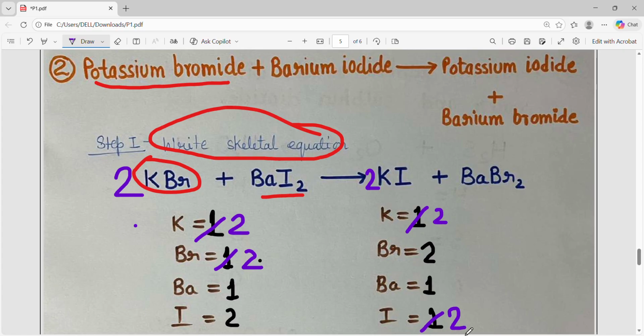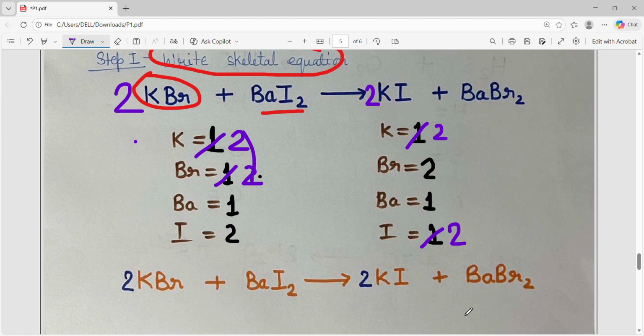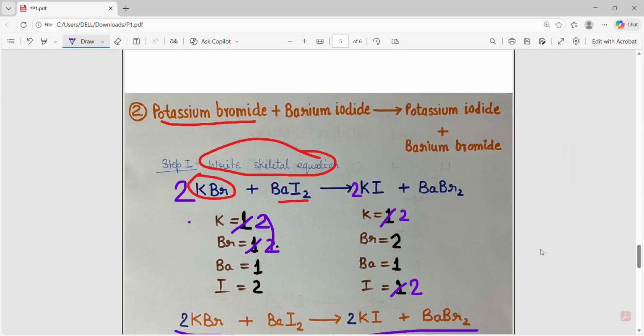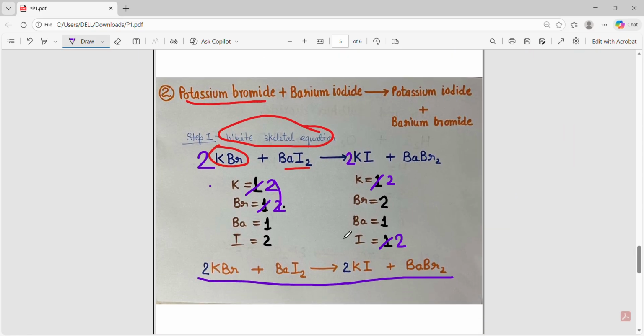If you see the numbers 2, 2, 1, 2 on both sides, the equation is balanced, and the correct balanced equation is written in this format. Whenever equation balancing is given, you have to write down the correct balanced equation at the end. I hope you have understood the pattern of balancing a chemical equation when a simple chemical equation is given or when it is given in word form. I hope you have understood the concept.